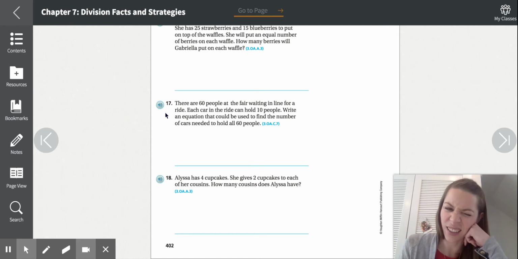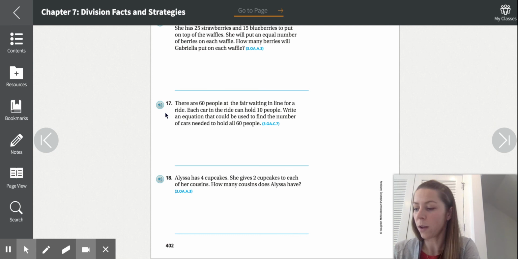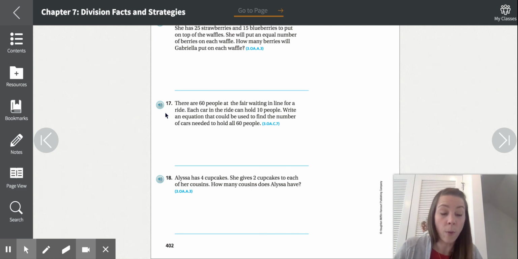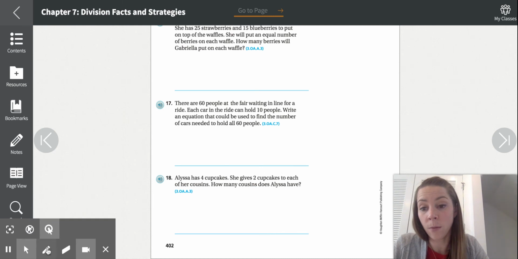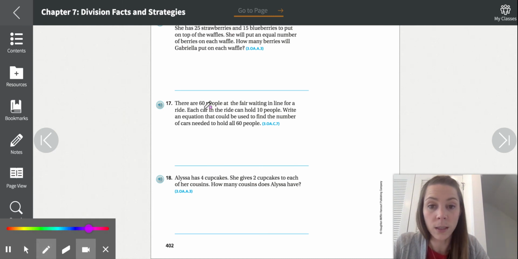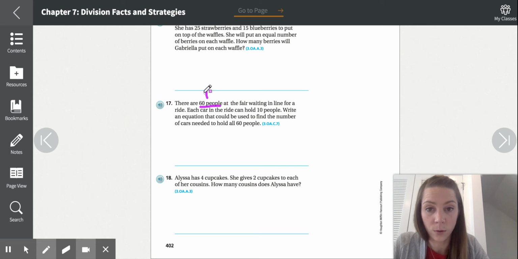Okay, so this kind of sounds confusing. Whenever you're feeling confused, go back and annotate the clues. What part of the problem do they mean? So there's 60 people waiting. That would be the total. Each car can hold 10 people. So 10, oops, didn't mean to do that, is how many in each. And I have to find an equation.